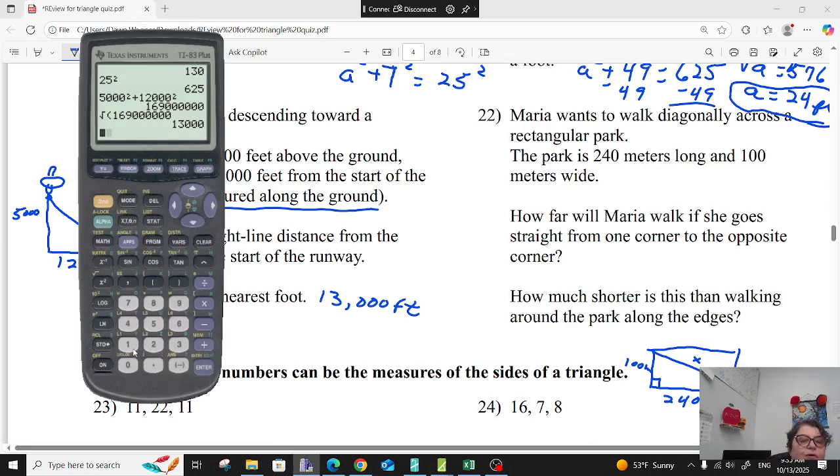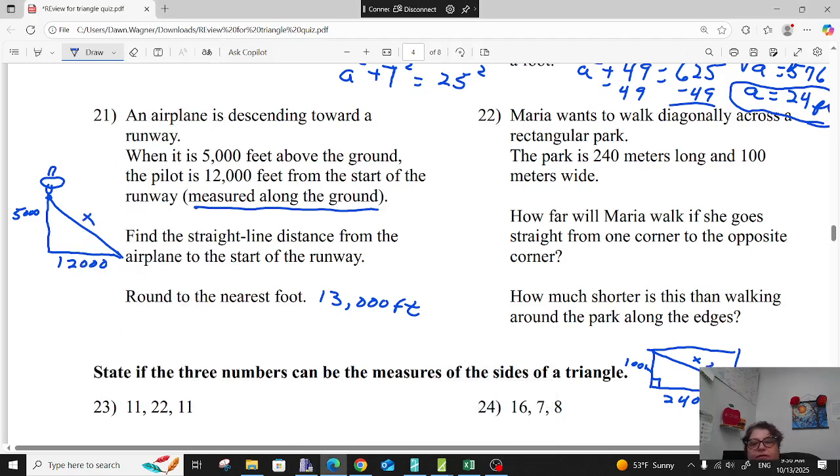So 100 squared plus 240 squared. And then I take the square root of that, 67,600, which is 260 meters. So that's the answer.